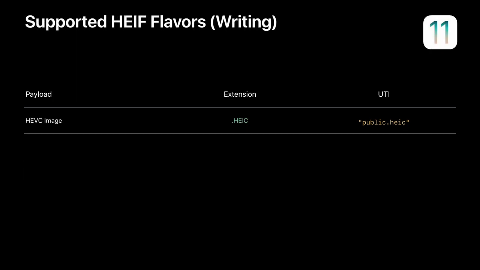We only support one form of HEIF for encode and writing, and that's the HEIC format. In other words, the one in which you use HEVC. We figure if you've gone far enough to adopt the new file container, you might as well adopt the greatest compression standard as well. Support is currently limited to iOS 11 devices with the A10 Fusion chip.